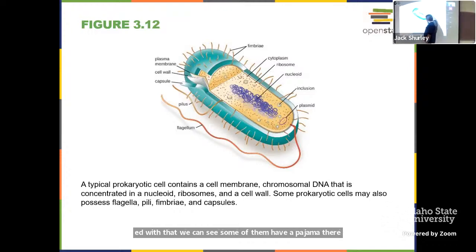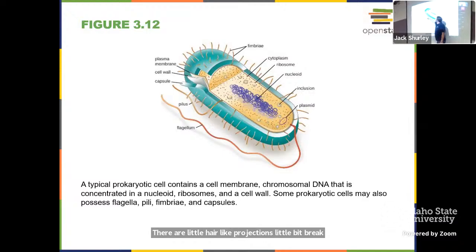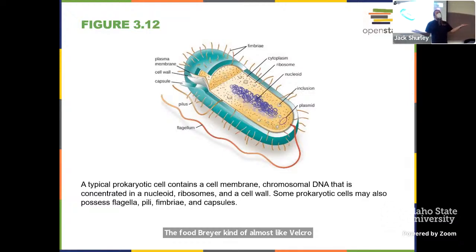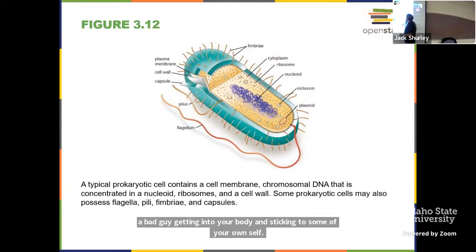There are little hair-like projections, little fimbriae or pili. Here's a pilus that's a little bit longer. The pilus helps for bacteria to bacteria communication. We'll touch a little bit on that later on. The fimbriae are kind of almost like Velcro that helps cells to stick to something else, maybe another cell, maybe a bad guy getting into your body and sticking to some of your own cells. The fimbriae kind of help with that.